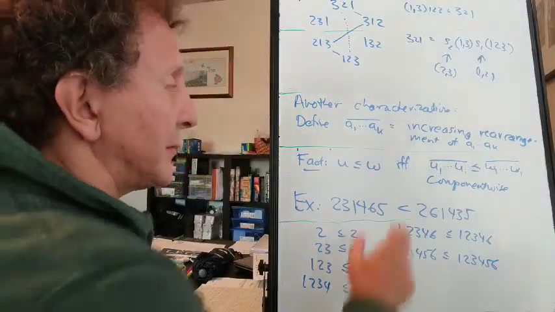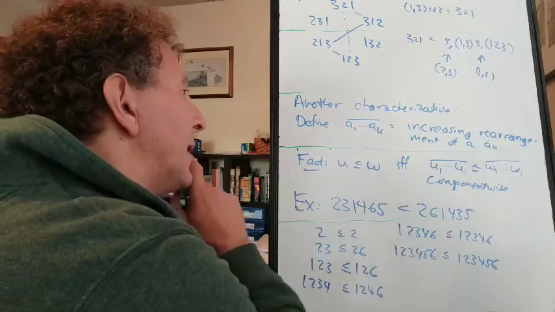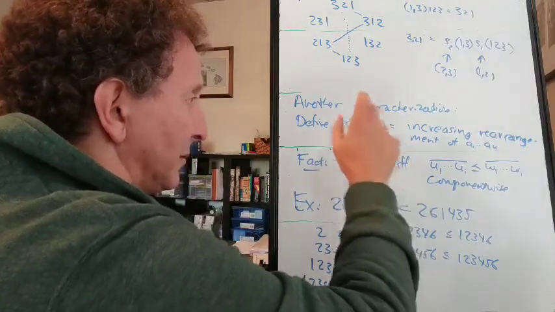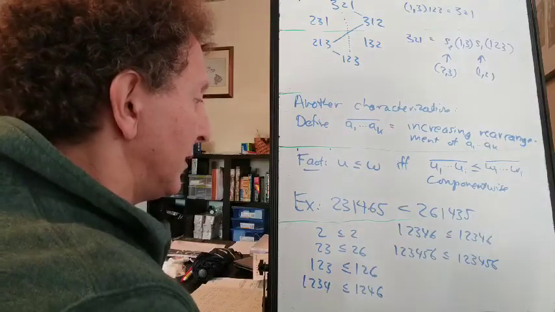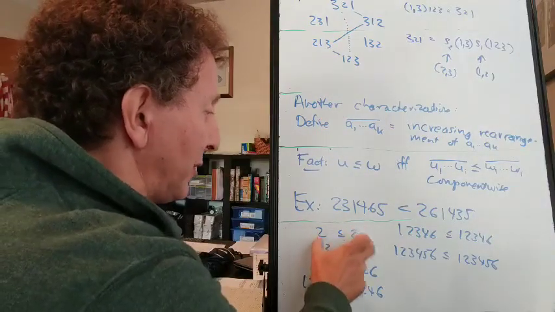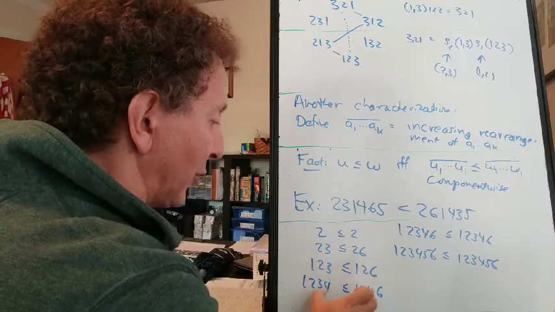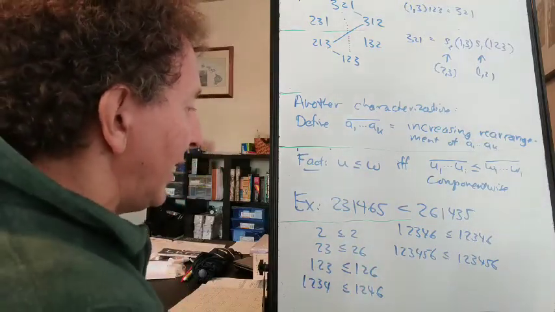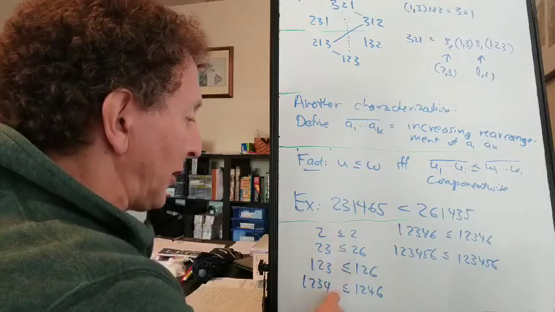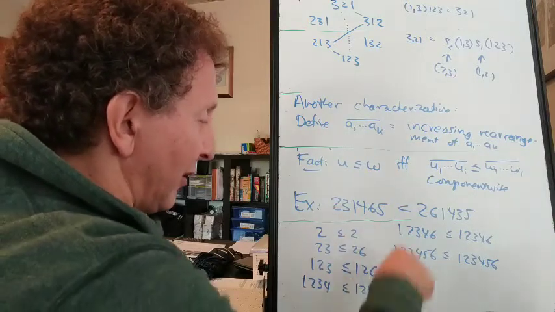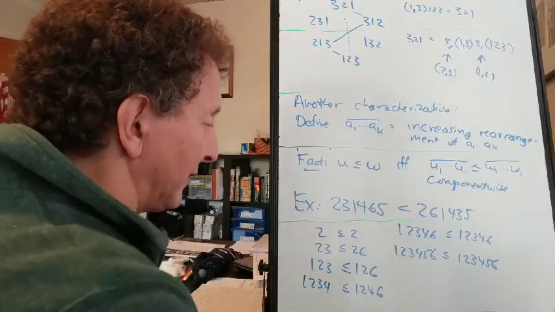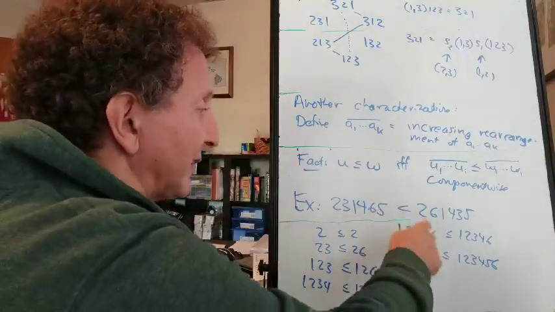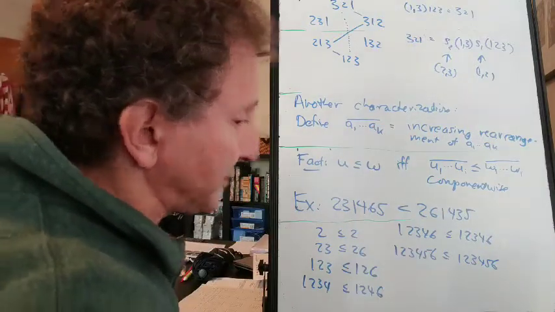So we have this prefix rearrangement order. We check the one-letter prefixes, the 2-letter, 3-letter, 4-letter, with the words rearranged into increasing order. And then if one permutation comes out less than or equal to the other in all n cases, then that one's less than or equal to the other one in the Bruhat order. Of course, strictly less than in this case because they're not the same permutation.